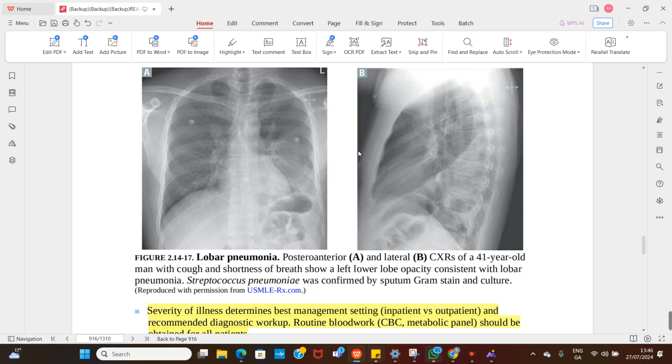Anybody? Non-contrast, because you want to see the parenchyma. When I said we are doing non-contrast for nodule, I said we want to see the parenchyma well, right? So, don't you want to see the parenchyma well in pneumonia?